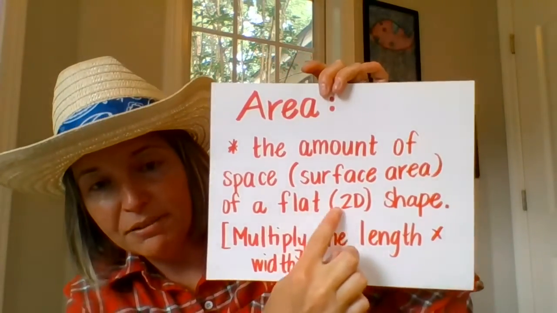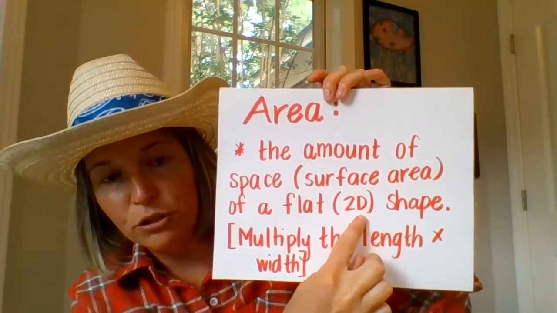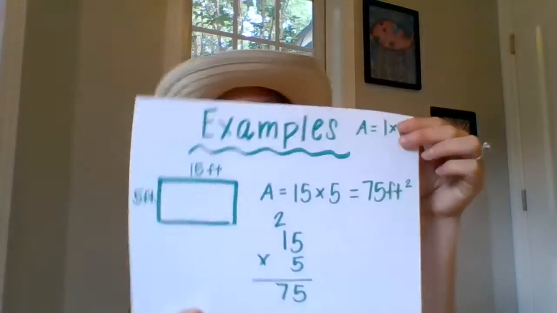And I added this flat part here and the two-dimensional because when we're talking about three-dimensional shapes, we do it slightly differently, and we're not there yet. All right, let's look at a few examples.